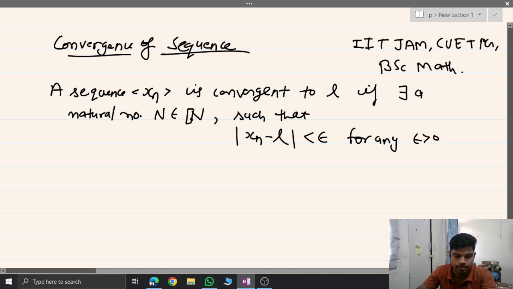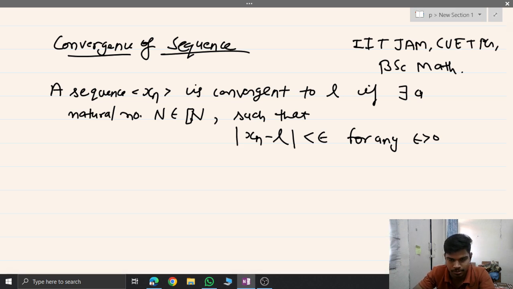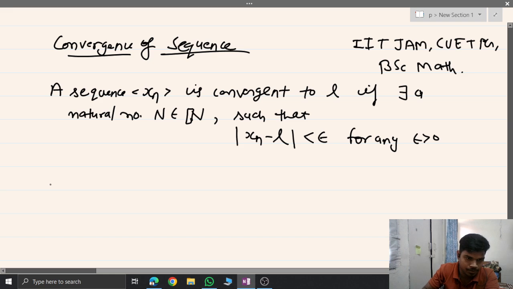How can we understand it easily? Because it looks complicated. How do we get the idea of convergence? Firstly, we will understand the idea intuitively, then we will break this whole definition into small and easy pieces. So what is convergence? A sequence has infinitely many terms.